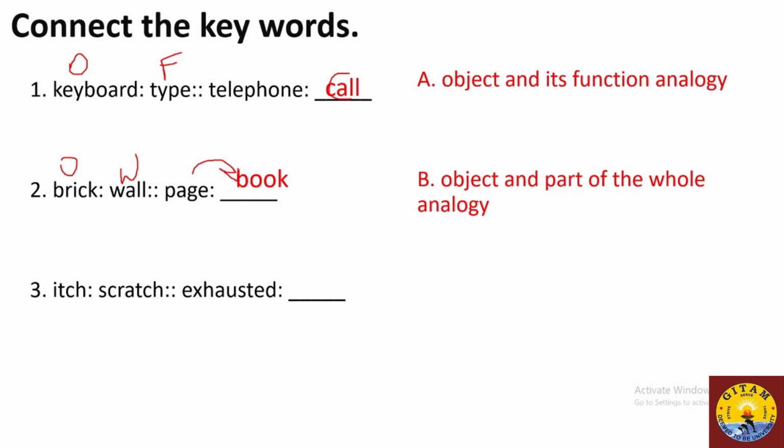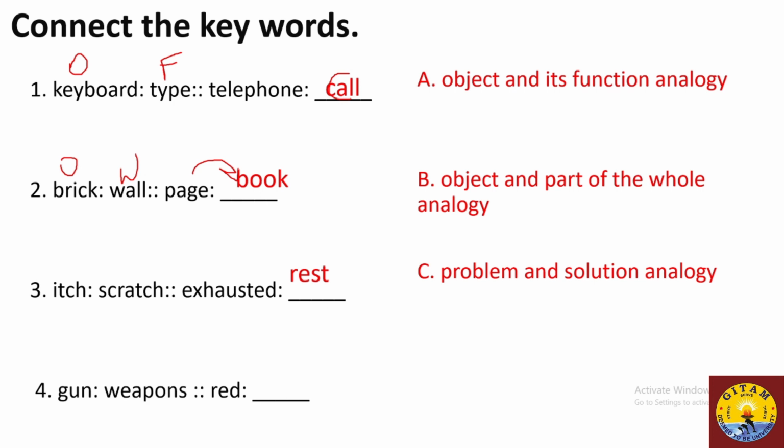Look at the next one. Itch, scratch, exhausted. Look at the category. When you have a problem, you need a solution, right? This is problem solution analogy. When you feel itchy, you scratch. That provides a solution to your problem, right? When you're exhausted, what do you do to get better? Of course, when you're exhausted, you take rest. Problem and solution category. Okay? Look at the next one. See how easy your job is when you understand the categories.